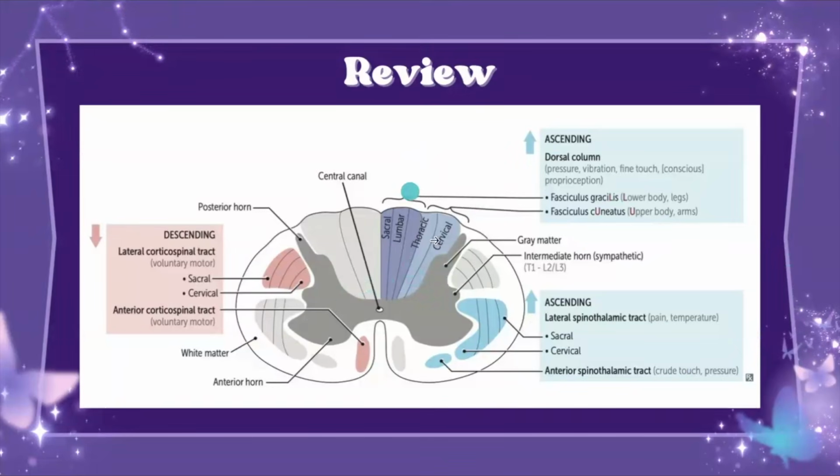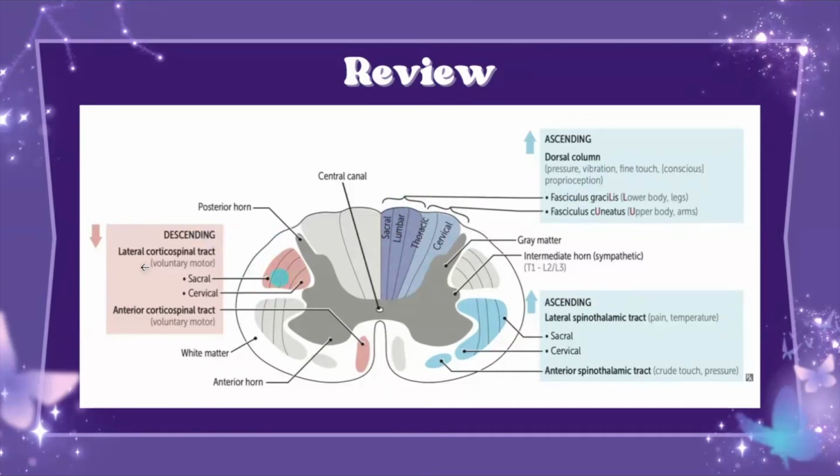We have the dorsal column. It was made of the fasciculus gracilis, which is over here, and the fasciculus cuneatus. The fasciculus gracilis supplied the lower body, whereas the fasciculus cuneatus supplied the upper body. The dorsal column was also responsible for two-point discrimination, vibration, and conscious proprioception. This is kind of it for this part. And we also mentioned that the fasciculus gracilis that supplies the lower body is more medial, whereas the upper body supply is more lateral. Okay.